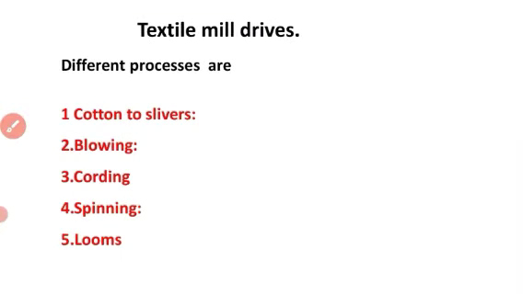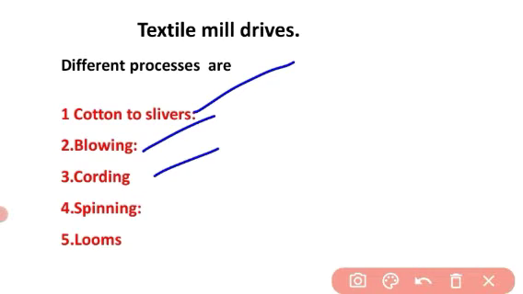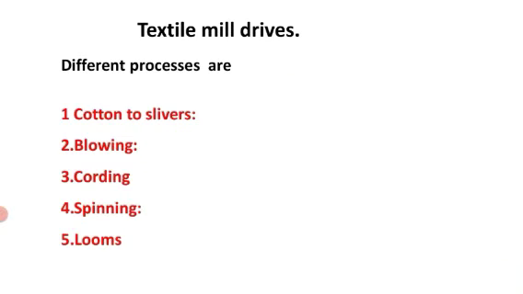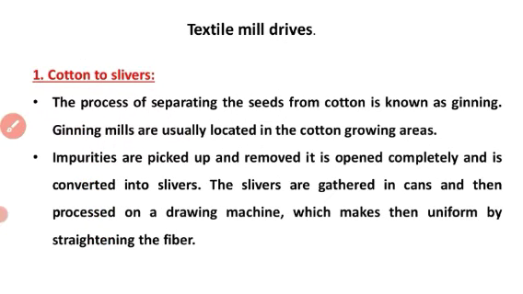Let us begin with the textile mills. In textile mills there are different processes: cotton to slivers, blowing, carding, spinning, and finally looms. Let us have a glance over this and see which motors are used. The first one is the cotton to sliver process.